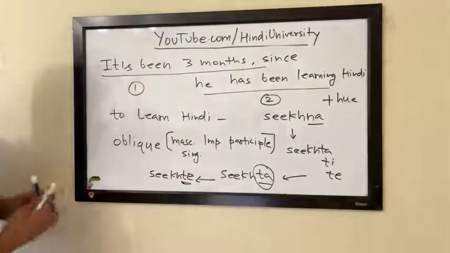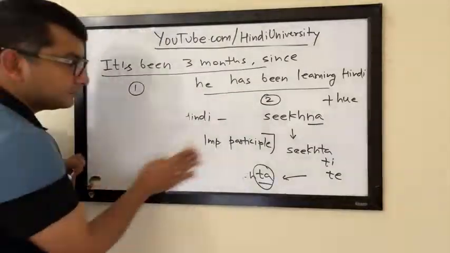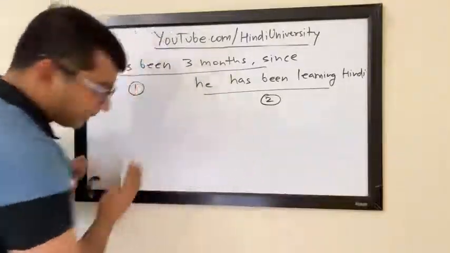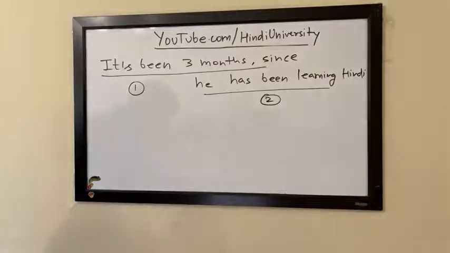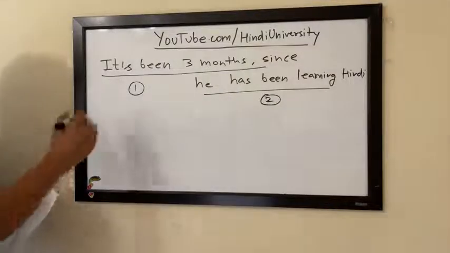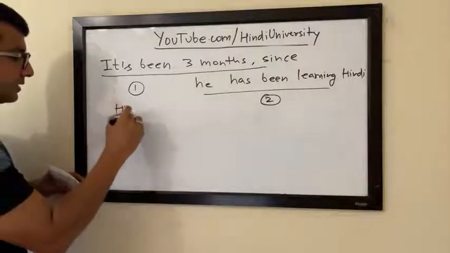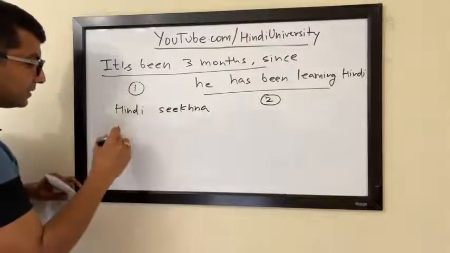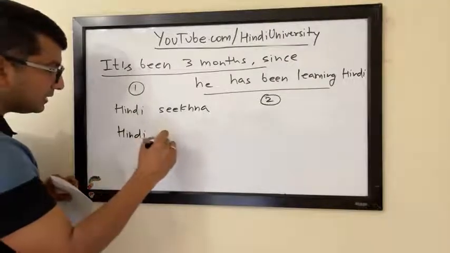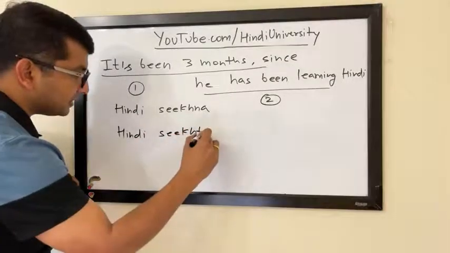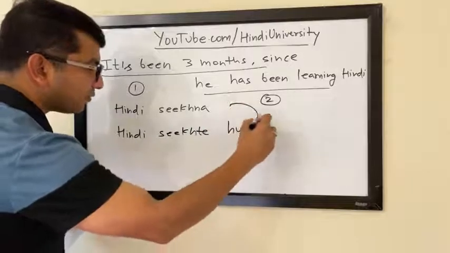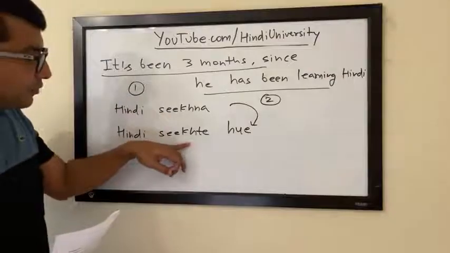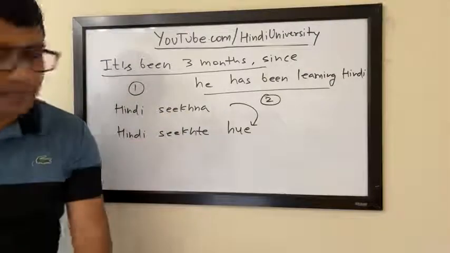So I'm going to erase it. You'll definitely see repetition here. So if you didn't get it, don't worry. You will get it. So I'm going to write it again. From Hindi seekhna, it becomes Hindi seekhte hue. This is the total transformation. The verb was seekhna and it transformed into seekhte hue.